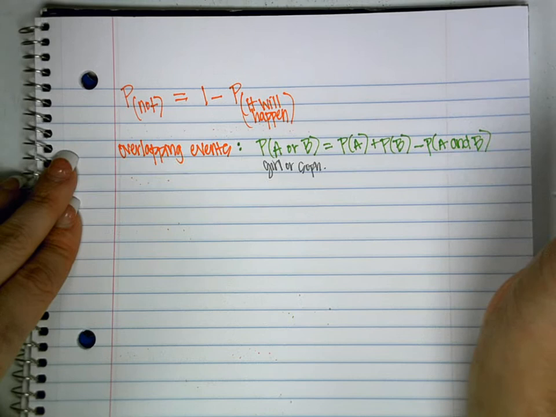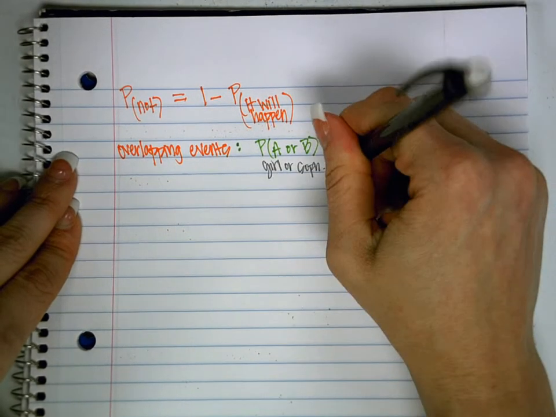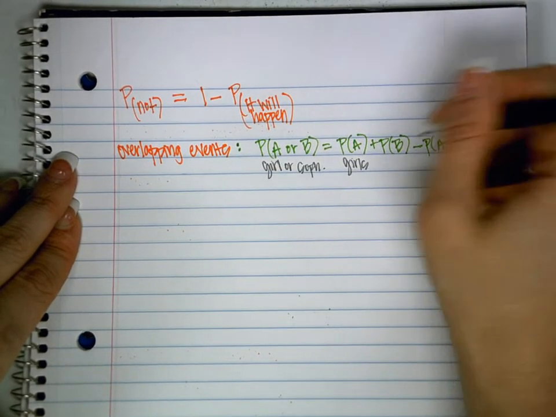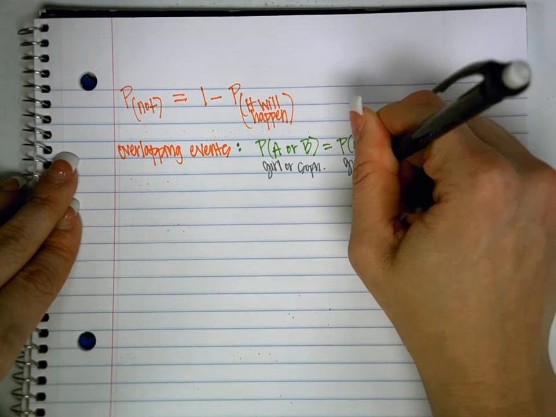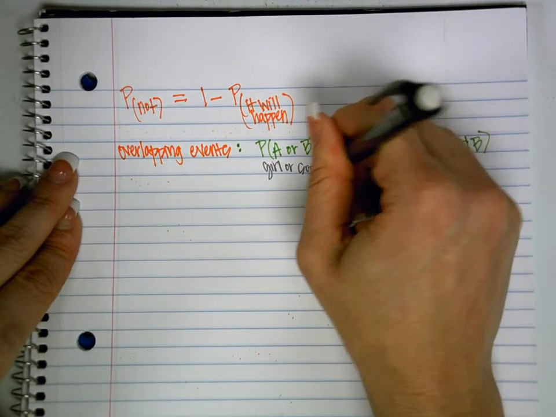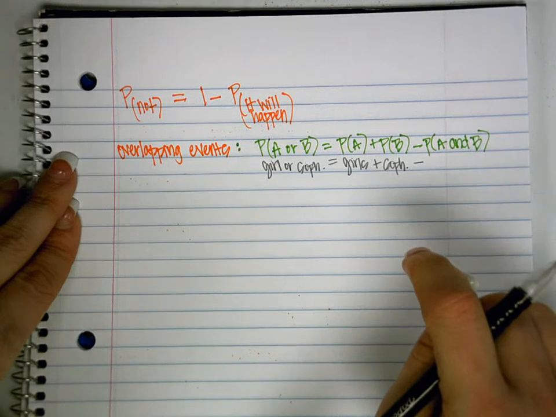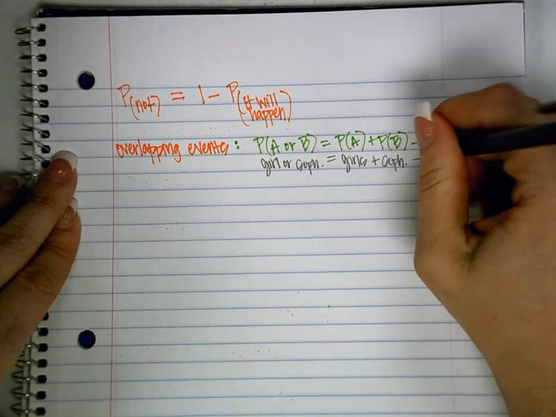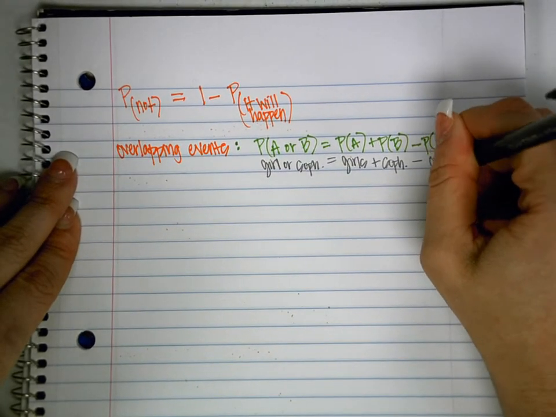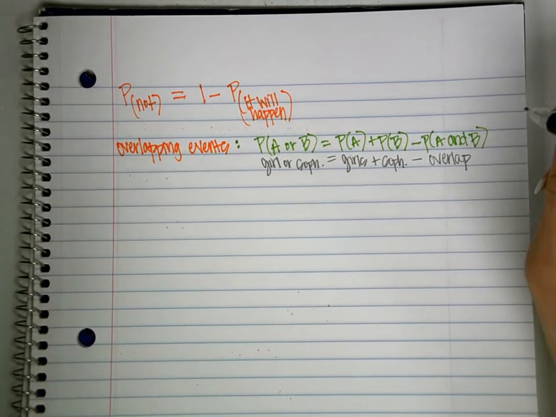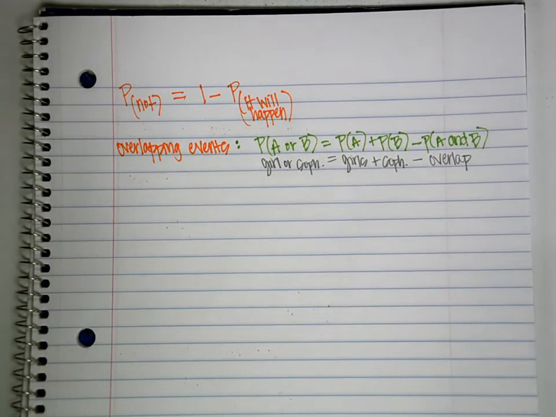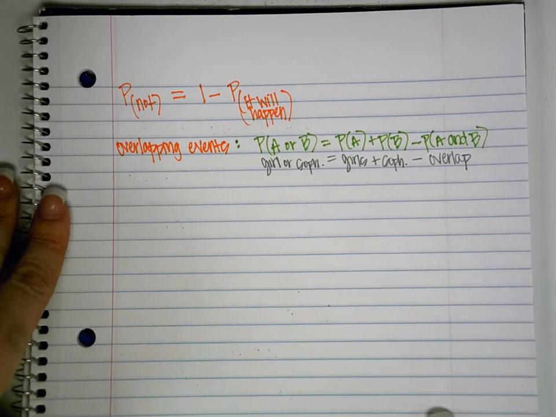That means I would have to add up all the girls plus all the sophomores, but then I need to subtract the girls that are sophomores. So you would have to subtract the overlap, because I've counted a bunch of people twice. So probability of girls plus probability of sophomores minus the overlap.